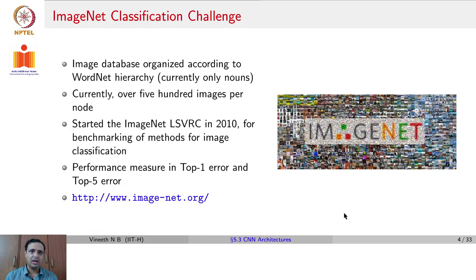A major effort in development of newer architectures for CNNs was thanks to the ImageNet classification challenge, which started in 2010. ImageNet is a dataset, and they organized the challenge called the Large Scale Visual Recognition Challenge in 2010. The image database in ImageNet is organized according to the WordNet hierarchy. It currently has images corresponding to various nouns in the WordNet hierarchy. It has millions of images at this time, and currently about 500 images per node in the WordNet hierarchy.